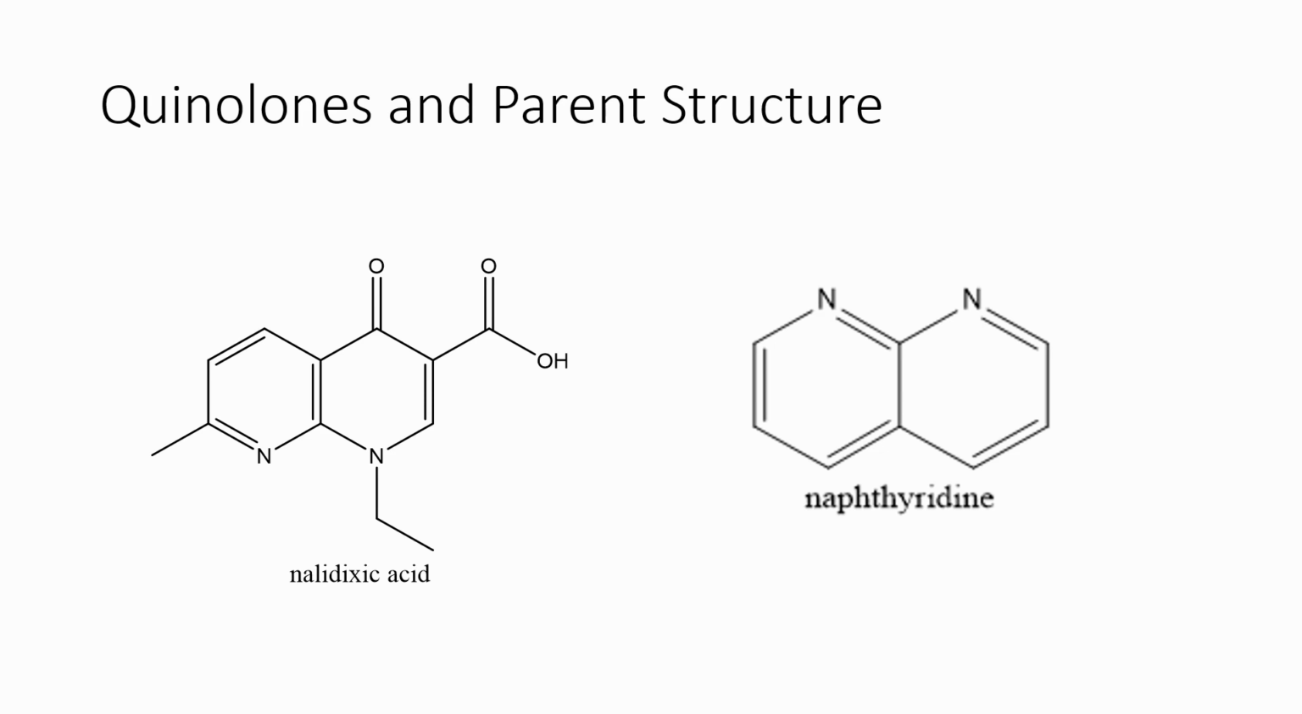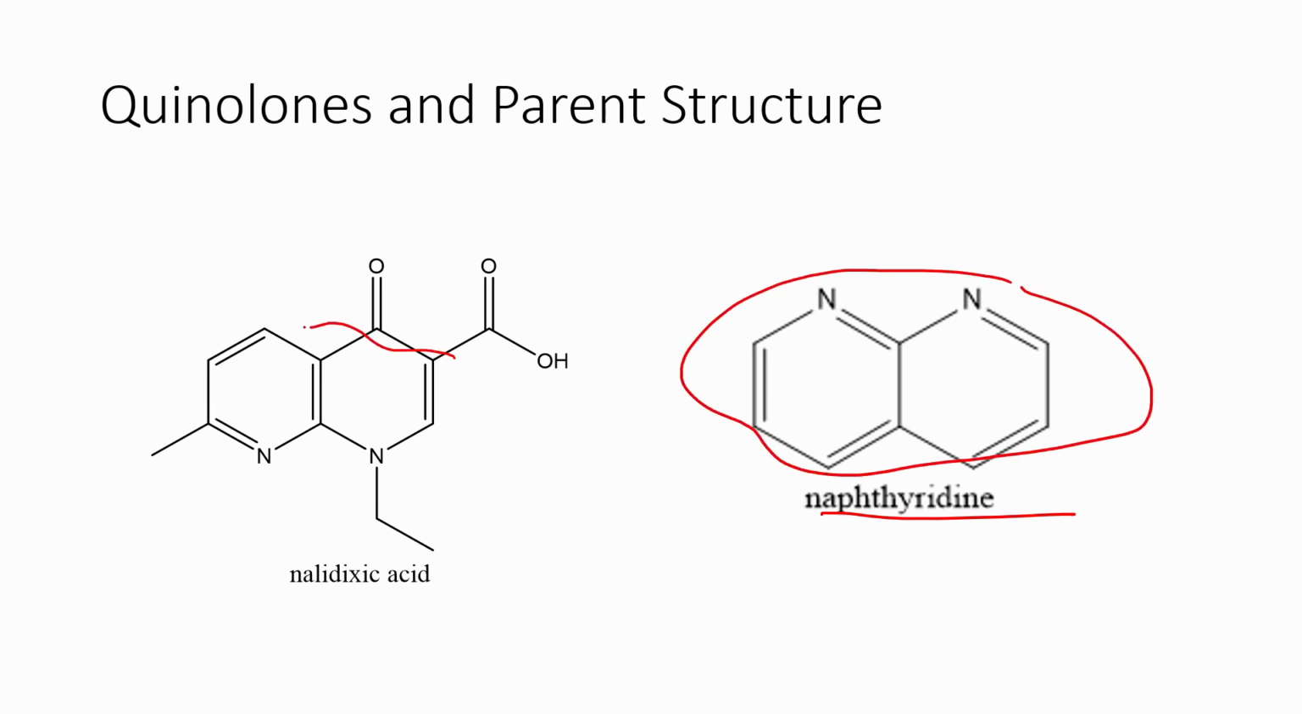The main ring structure of our quinolones and fluoroquinolones is our naphthyridine ring. It is a bicyclic compound with 2 nitrogen atoms separately on each ring structure. So you can see our naphthyridine here, and you can see the naphthyridine but inversed in our nalidixic acid as well.